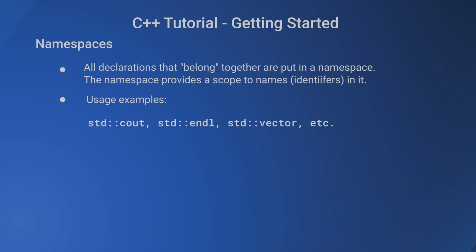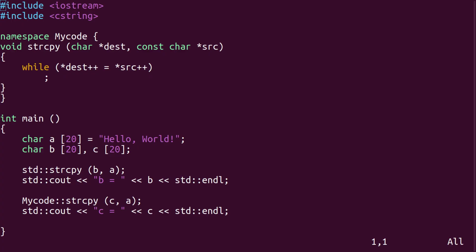Suppose you want to use a different implementation of some class or function, we can define a namespace and put that class or function in that namespace. For example, here we have a different implementation of strcpy, and we define strcpy in namespace mycode, and we use it like mycode::strcpy instead of std::strcpy.